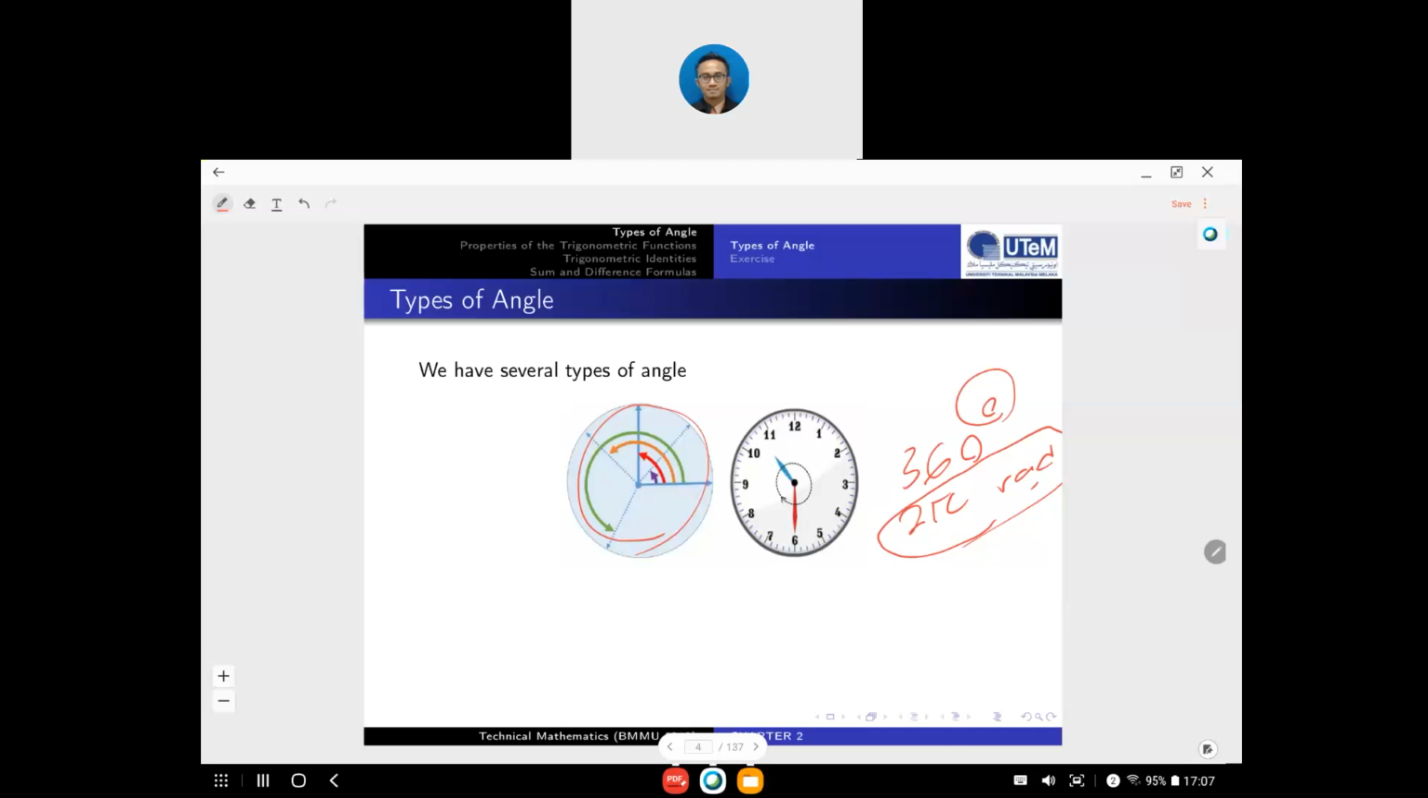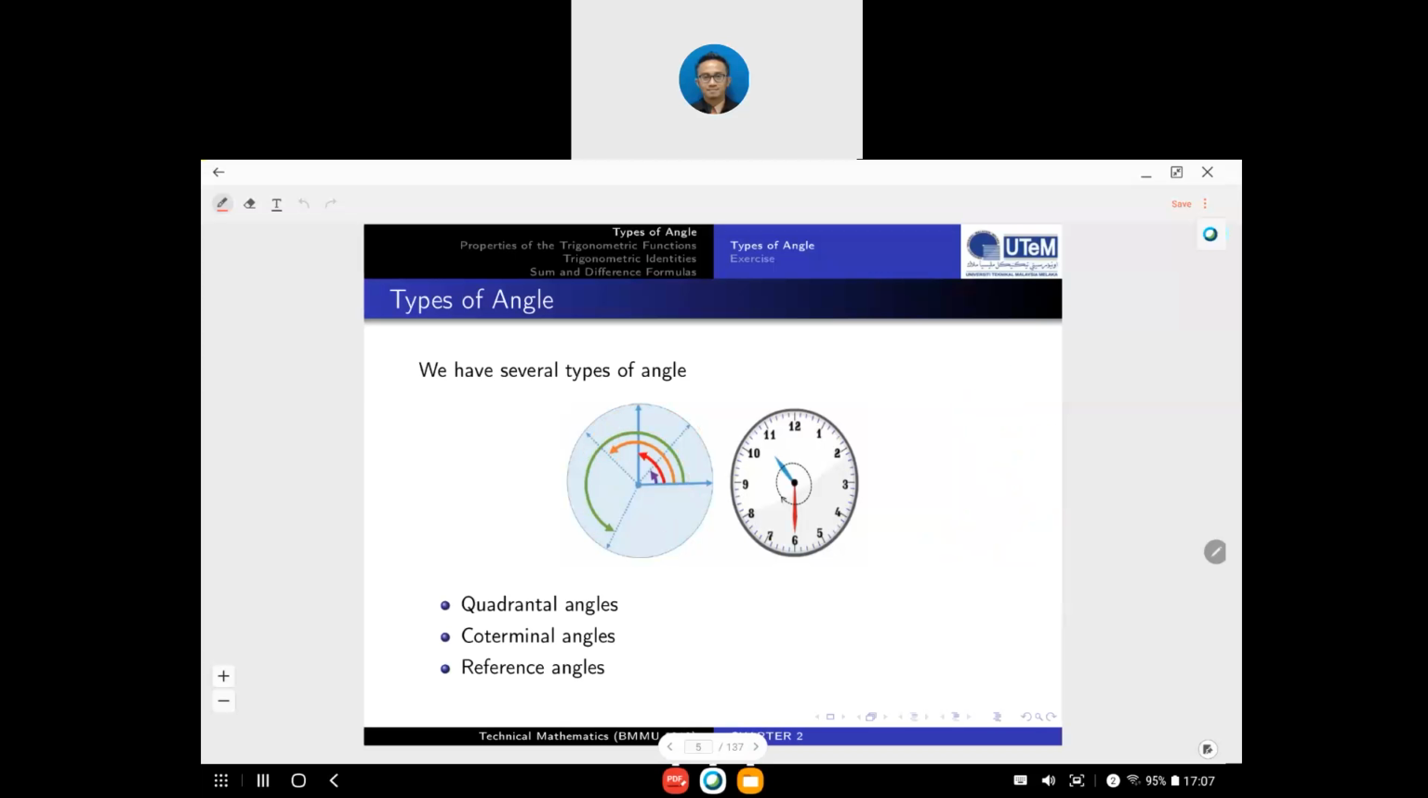When we talk about angle, you must imagine it in terms of a circle, and it must follow the anti-clockwise direction, mesti lawan arah jam, in order to get a positive angle. If you have a negative angle, it is clockwise, follow arah jam.